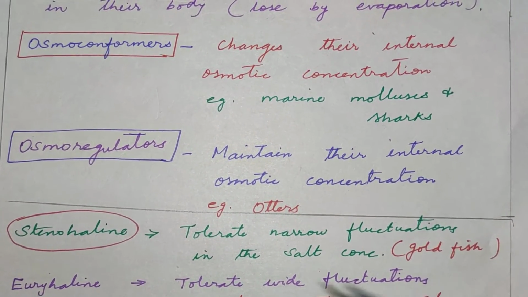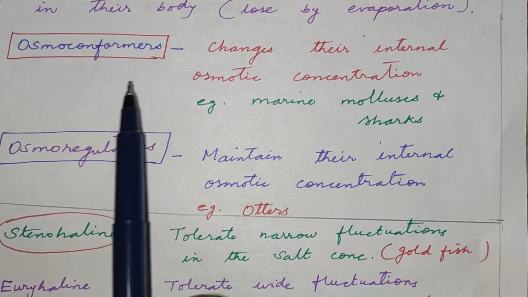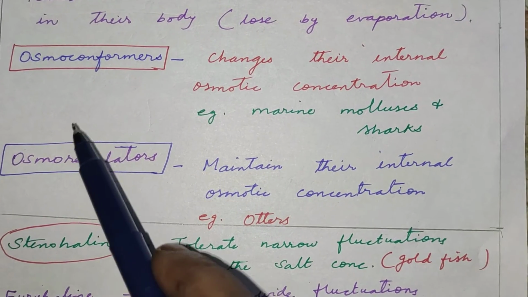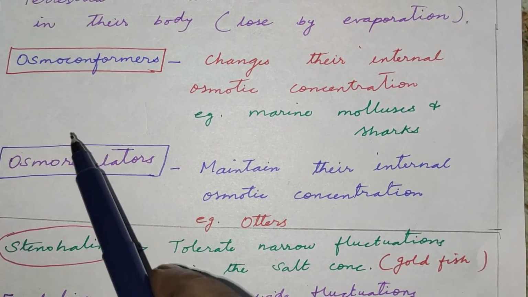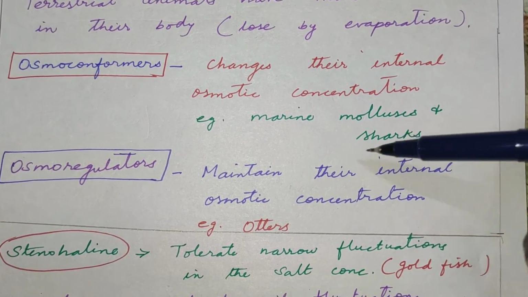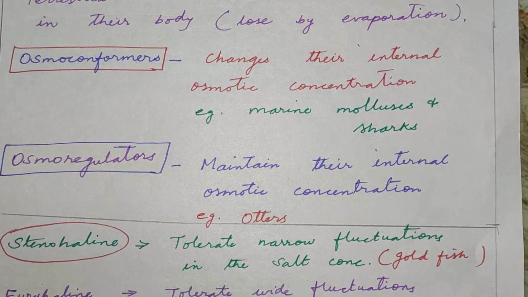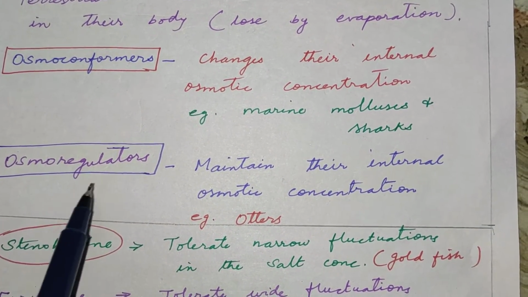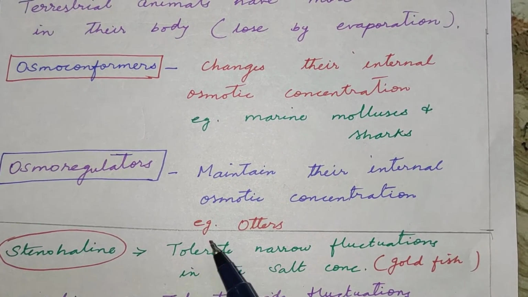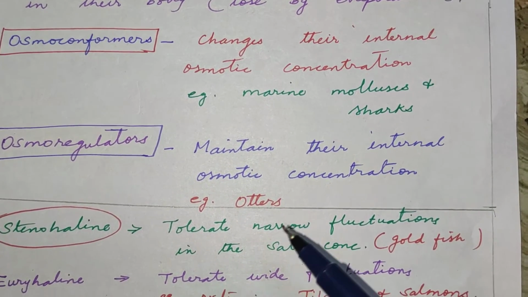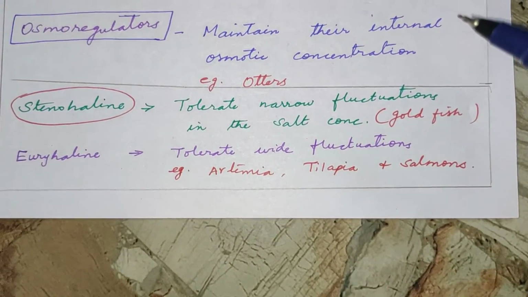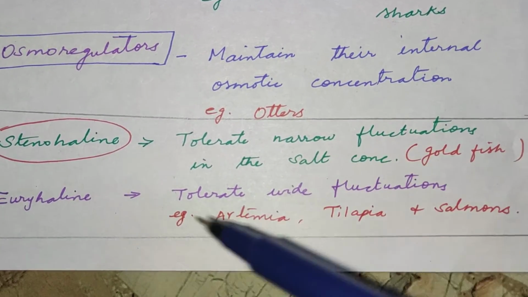Here we can see the difference between osmoconformers and osmoregulators. Osmoconformers in the sense they can change their osmotic concentration. Example: marine mollusk and shark. Osmoregulators in the sense they cannot change their osmotic concentration. Example: otters.